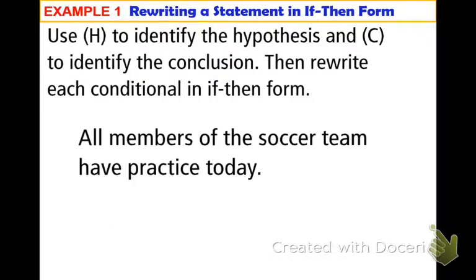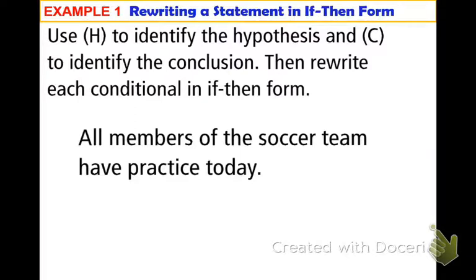All right, so here we go. This is about halfway through the notes. It's on where the middle hole punches. Sorry, I was trying to find it. Mine says use H to identify the hypothesis and C to identify the conclusion. Then write each conditional in the if-then form.